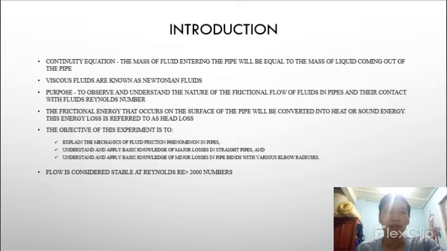The objective of this experiment is to explain the mechanics of the fluid friction phenomenon in pipes, understand and apply basic knowledge of major losses in straight pipes, and understand and apply basic knowledge of minor losses in pipe bends with various elbow values.